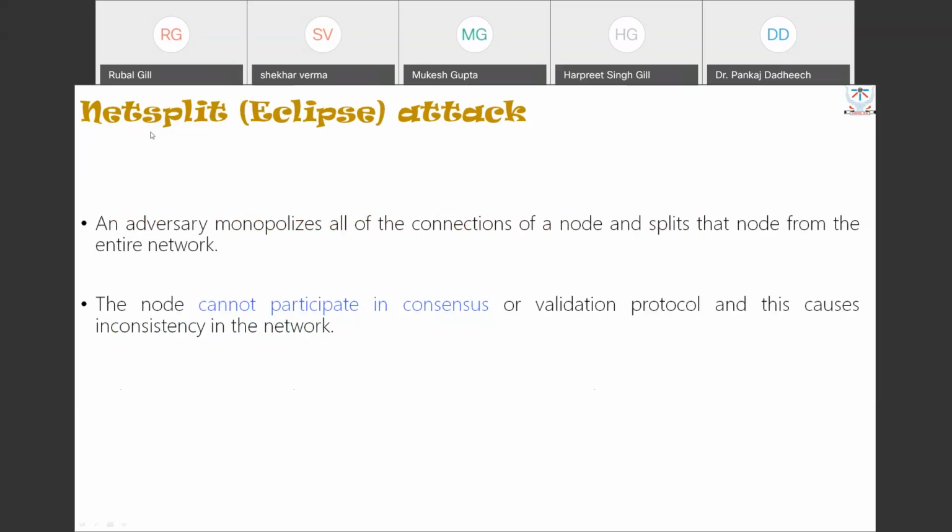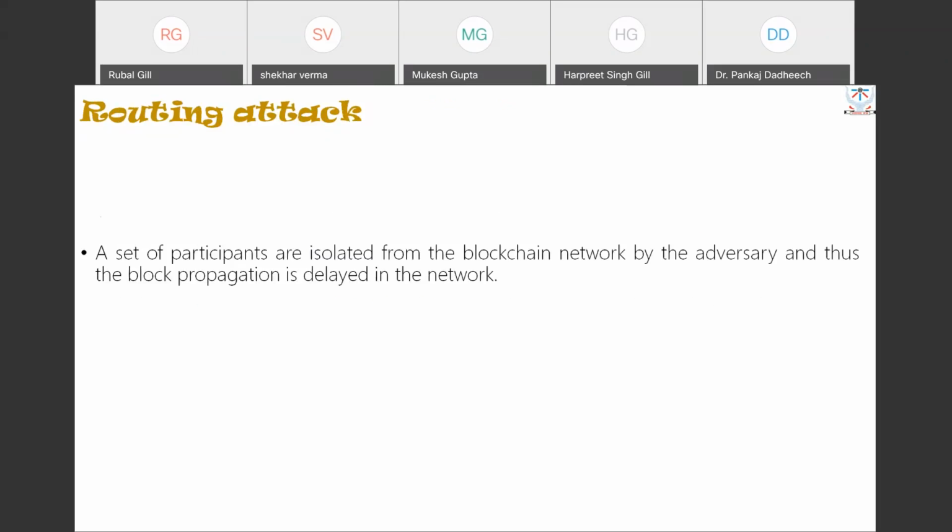The first attack was the net split attack, in which an adversary says all connections are through me. It's like a black hole or gray hole attack. So me as a node, I start routing my traffic through that particular router, and he blocks my traffic, so nobody knows. I cannot participate in the consensus process. And this causes inconsistency in the network. This is a routing attack.